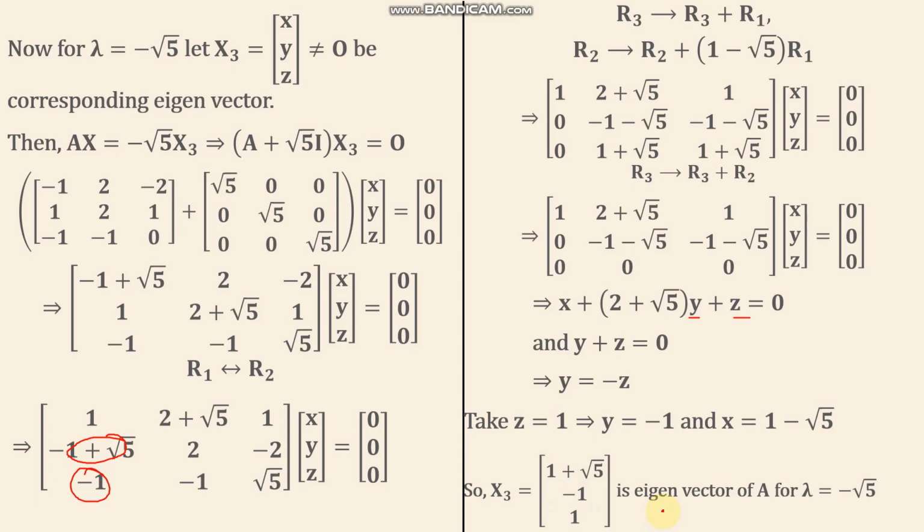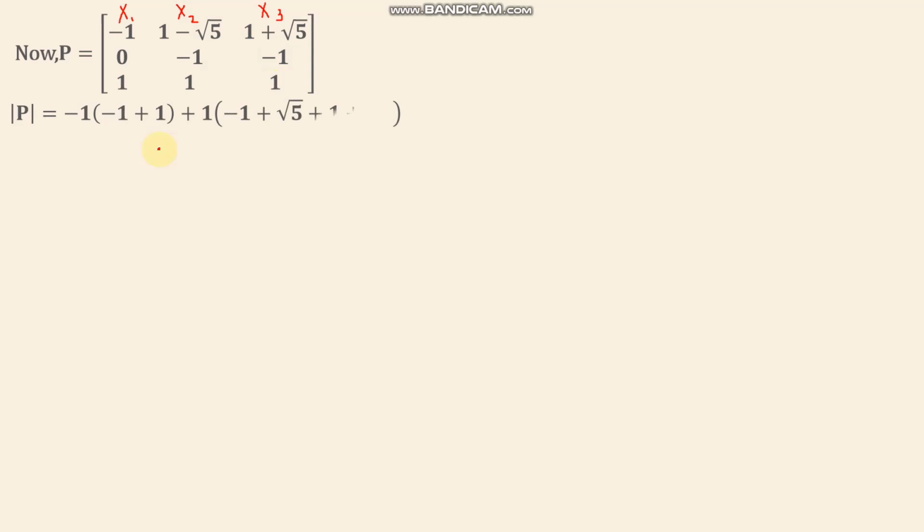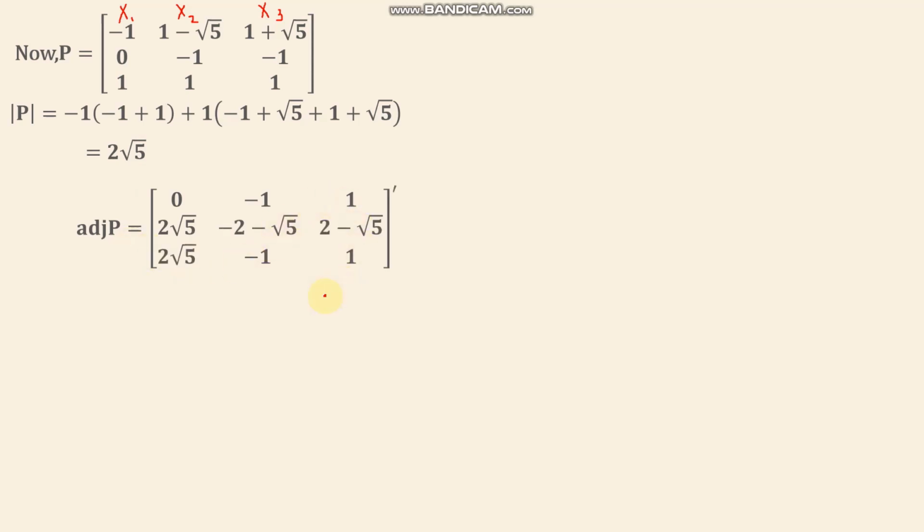Now what we will do next, we will find out P. Now what is P? P consists of the eigenvectors as columns. So we have written x1, x2, x3 as the columns of P. This is x1, this is x2, this is x3. Okay, we will find the determinant of P. The determinant of P will come out to be 2 root 5. Then you have to find the adjoint of P. I hope you can find the adjoint yourself.